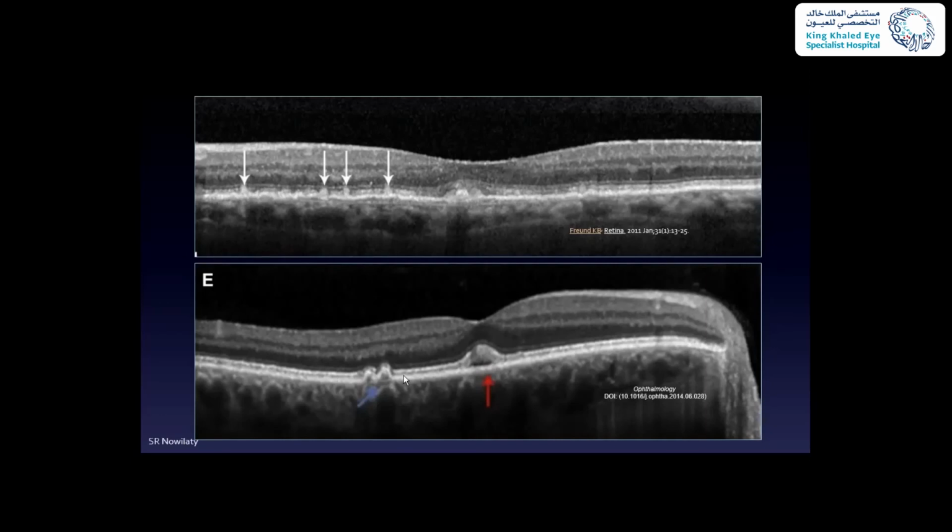This is the RPE right there. If we follow it very carefully, you'll find that it actually elevates, and then it elevates again, and then you see this thin line, which is the Brooks membrane. So these are drusen, okay? While here, these are on top of RPE.